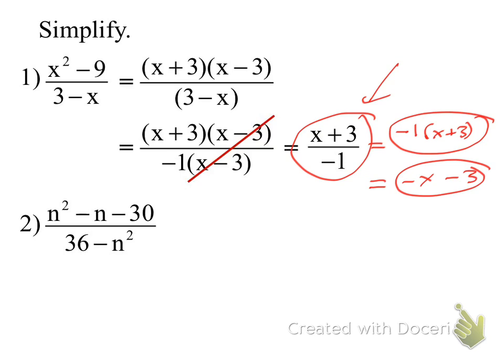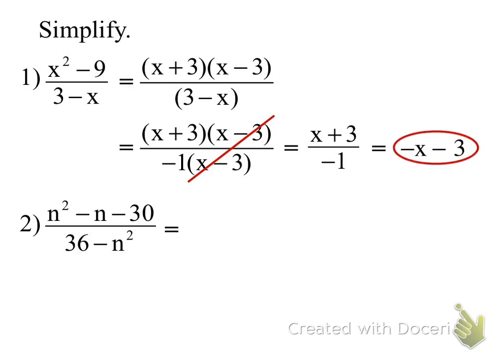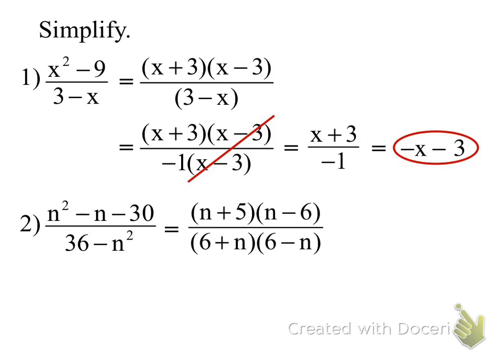Okay, so try the next one. Pause the recording and do number 2. Okay, in the numerator, what multiplies to negative 30 and adds to negative 1? Yep. Negative 6, positive 5, so it's n minus 6. And the other one is 6 plus n over 6 minus n. But now we can do what? Factor out a negative 1 in the numerator or denominator.